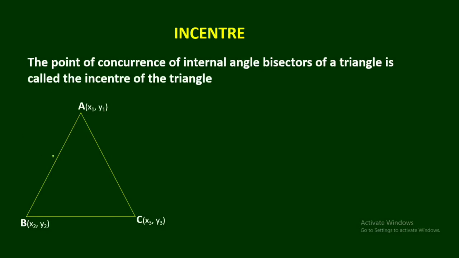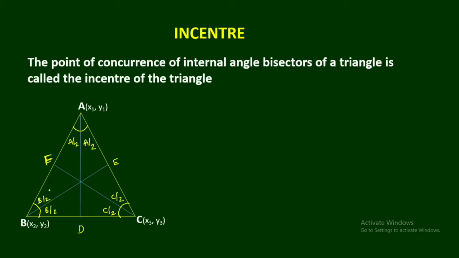So that is, if A, B, C are the vertices of a triangle, then this BE is an angle bisector of angle B. So angle bisectors divide the angle into two equal parts. So this BE divides angle B into B by 2, B by 2. Next, this CF divides angle C into two equal parts, that is C by 2 and C by 2, and then AD divides the angle A into A by 2 and A by 2, two equal parts.